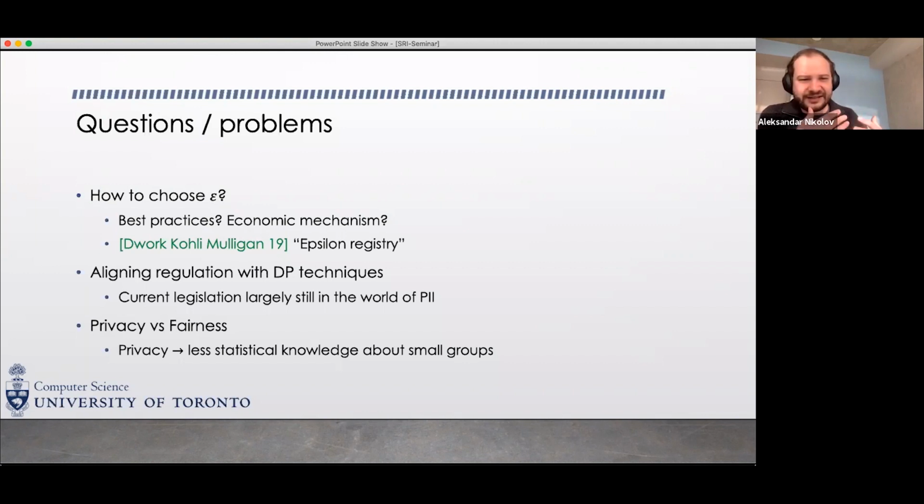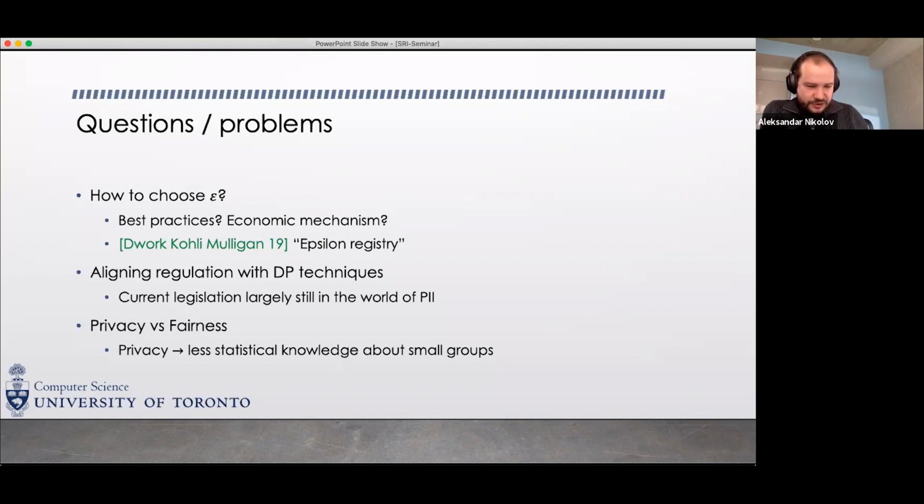But again, aligning the incentives there in the right way seems quite tricky. I think it's an interesting problem. There is some recent work by Dwork, Coley, and Mulligan who proposed having an epsilon registry, they call it, sort of a differential privacy registry, where companies, and maybe even government agencies, I'm not sure, but companies using this technology can register what they do, what parameters they choose. This is one proposal, and I think there's a lot of space for work here.